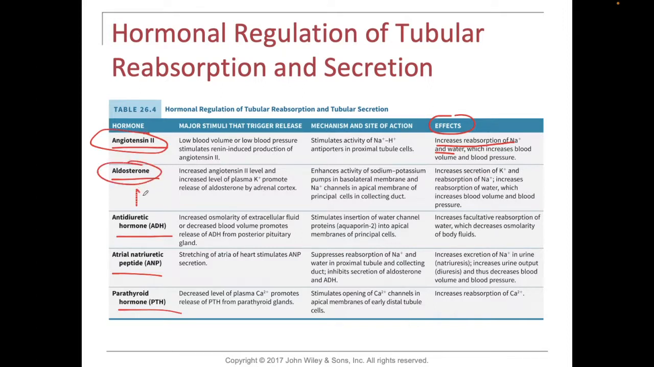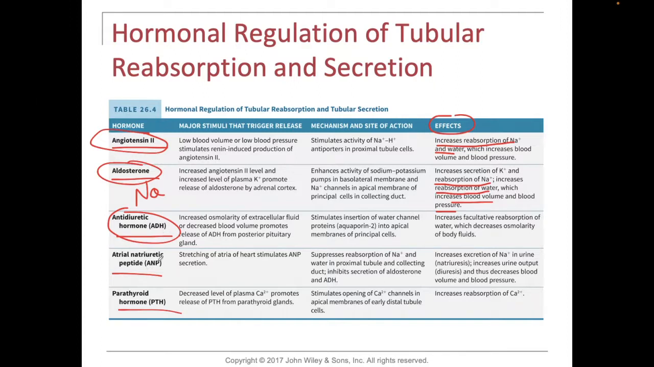Aldosterone is really involved with sodium reabsorption. So it increases the secretion of potassium and the reabsorption of sodium. And if you hold on to sodium, you're going to increase water reabsorption, and that too will increase blood volume and blood pressure. ADH, antidiuretic hormone, that's going to allow you to hold on to water. And if you hold on to water, you're going to increase blood pressure.